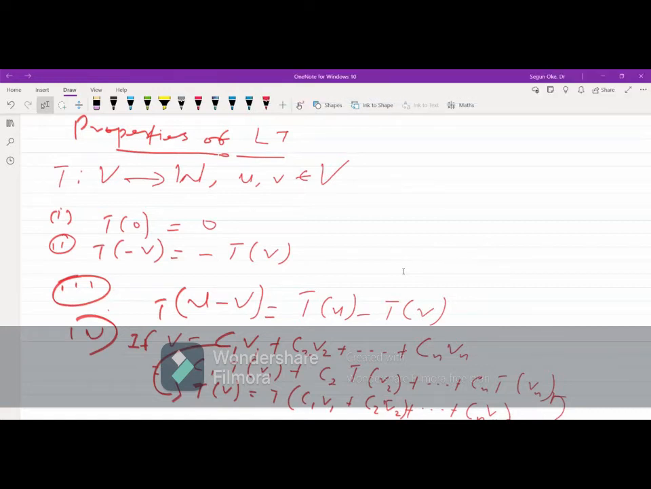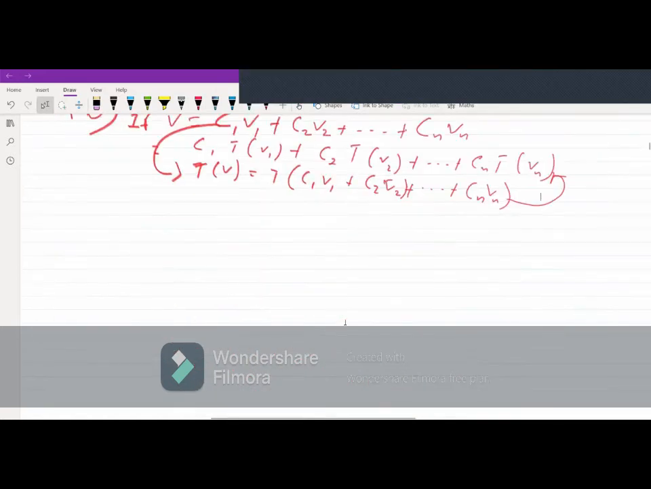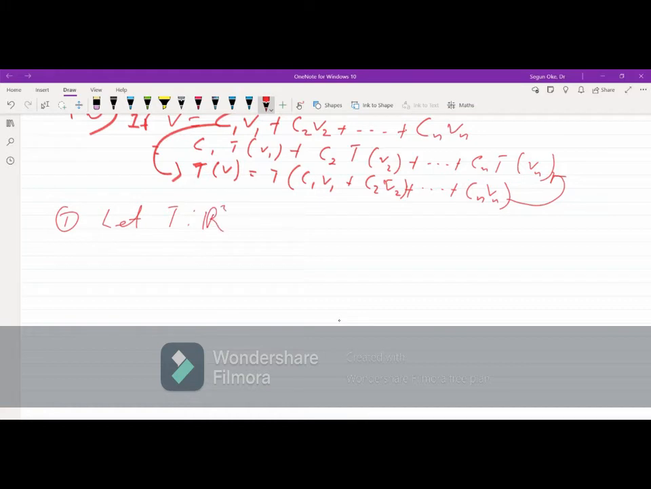Okay. Let's look at the examples. I'll just give us one of the simple examples. The example says, when you have, let's say, example 1: let T be in R^3. Don't forget, R^3. Be a linear transformation, like I said, such that.